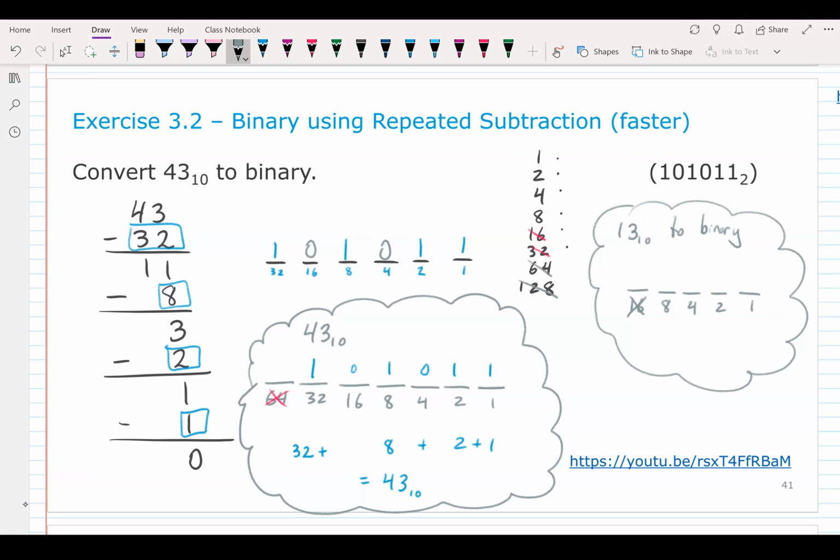Well, you're definitely going to use the 8 because it's a nice big chunk of it. And then there's 5 left over. How do you make the number 5? Well, you add a 4 and a 1 together. So in binary, it's 1101. So 13 in binary is 1101.